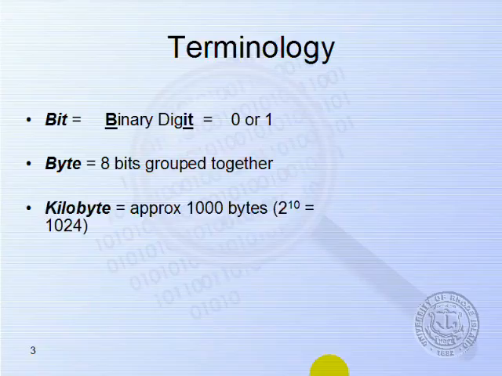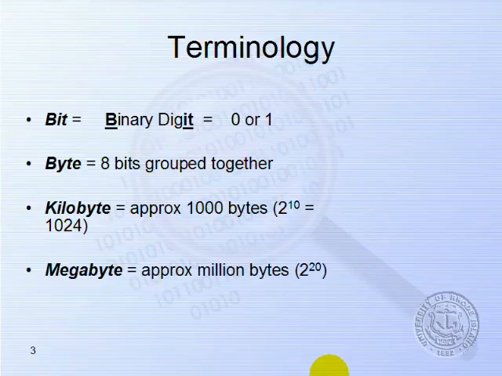A kilobyte is approximately 1,000 bytes. It's actually 2 to the 10th power, which is 1,024. You're going to see throughout the rest of this talk that the powers of 2 are very important in dealing with electronic devices, and in particular dealing with computers. A megabyte is approximately 1,000,000 bytes. It's actually 2 to the 20th power, which is a number somewhere around 1,000,000. So when computer technology talks about megabytes, it's talking about approximately 1,000,000 bytes.